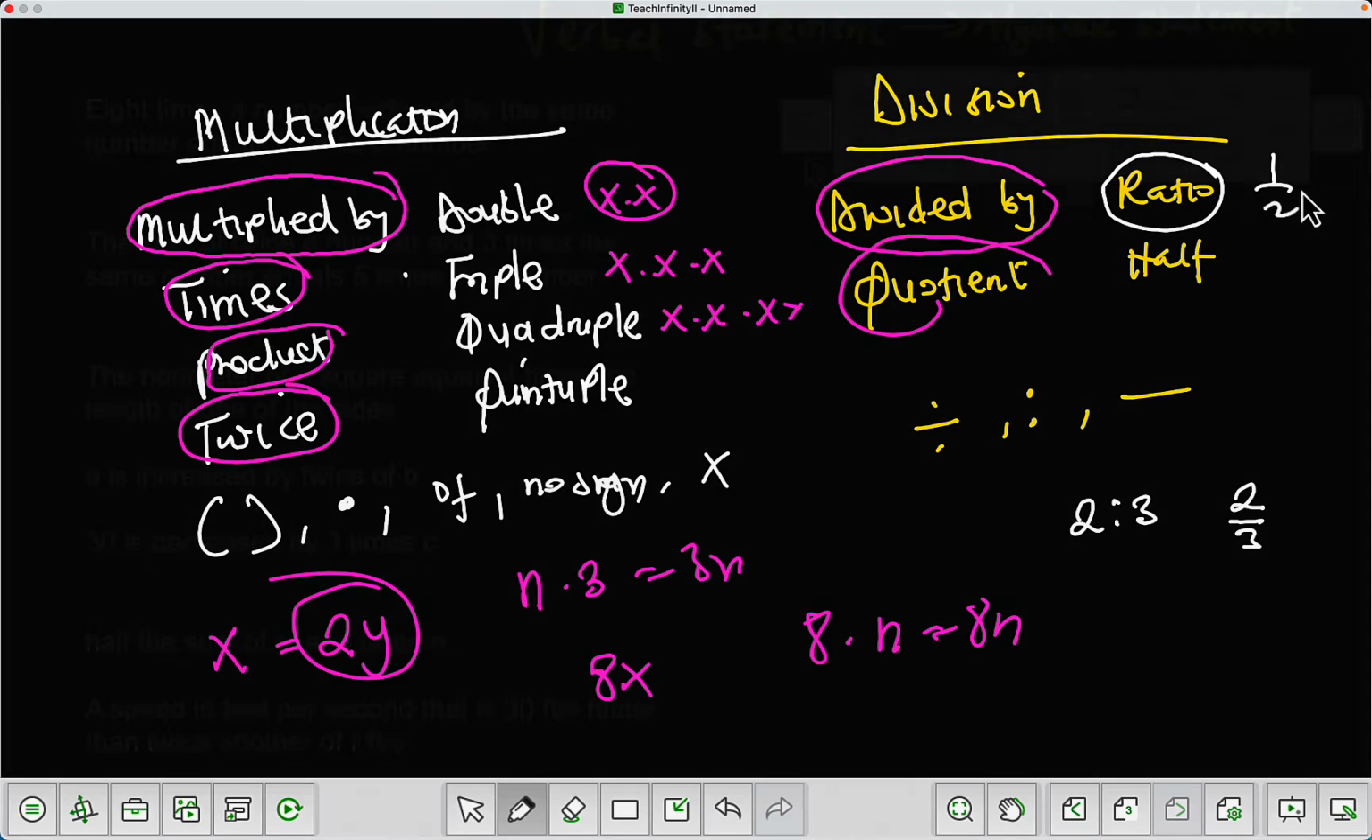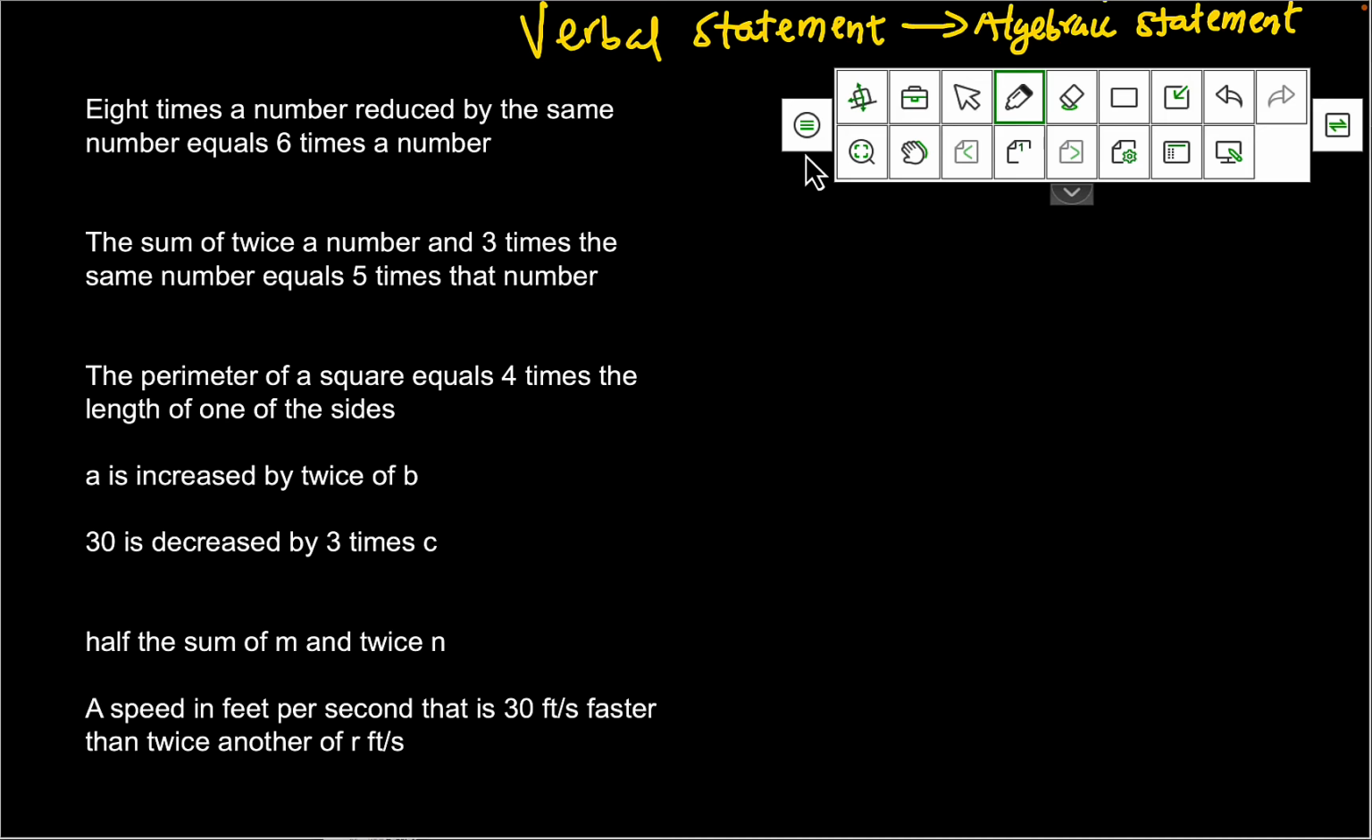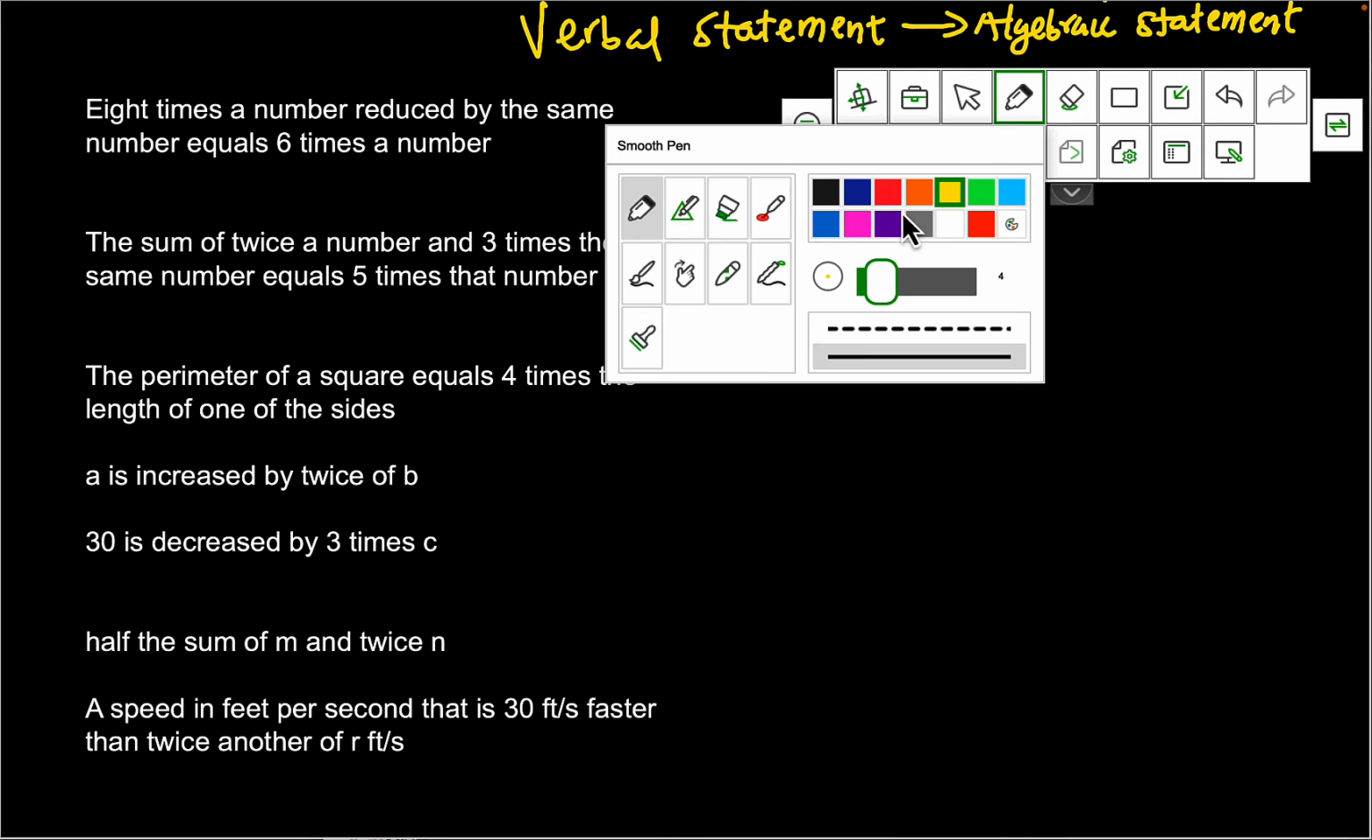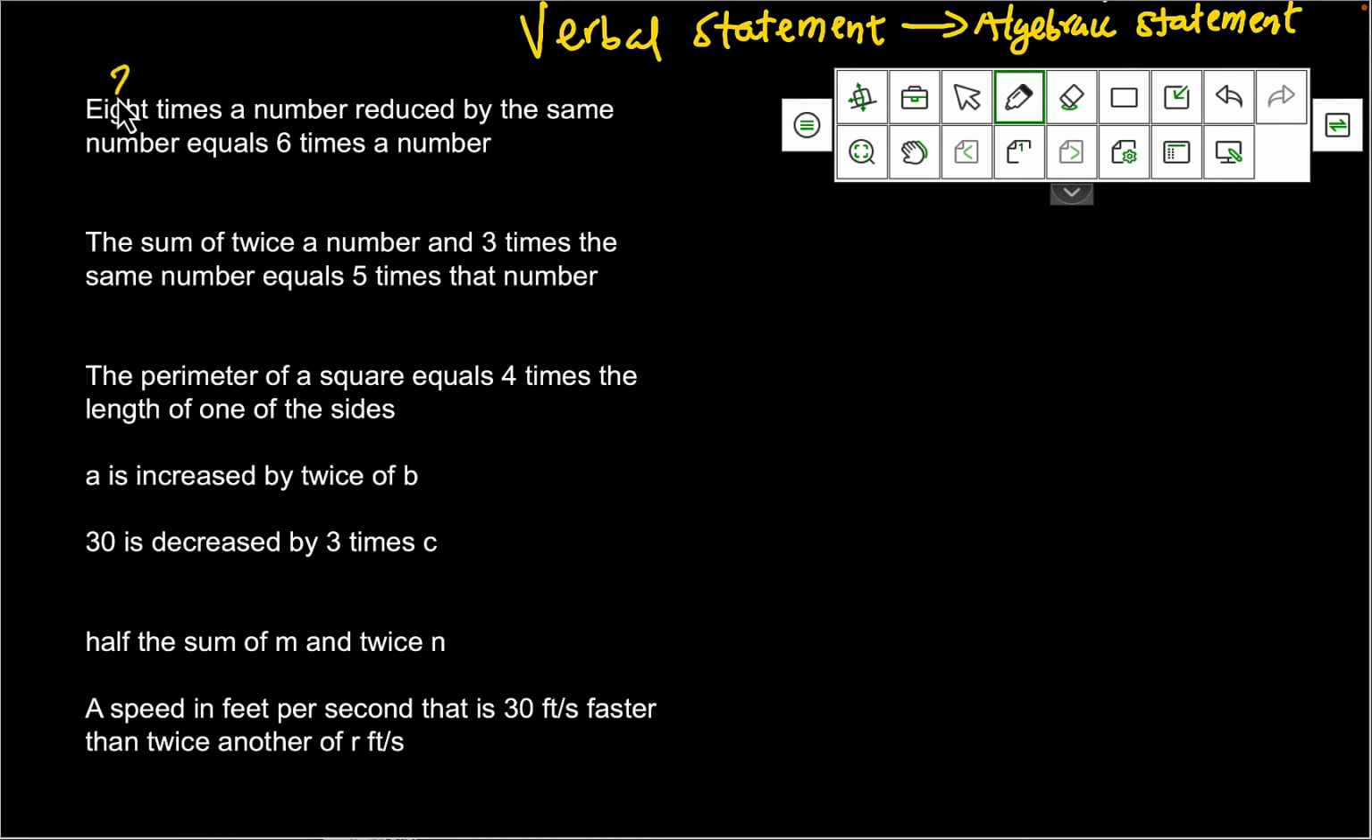Half is always half. So let's go to the problems I showed you earlier, and then per the knowledge you have gathered, try to rewrite our verbal statement into algebraic expressions. Okay, so we are going to take note of some of the terms that we saw in this video. So the first one says 8 times a number. So 8 times, we said times means multiplication, times a number. Okay, so let's call it n.